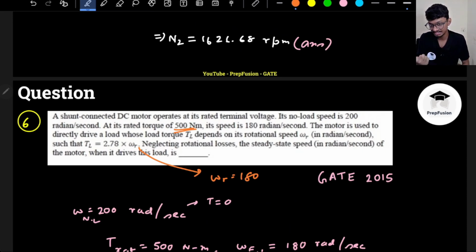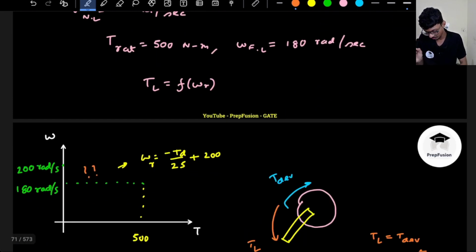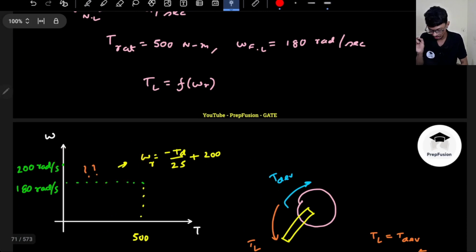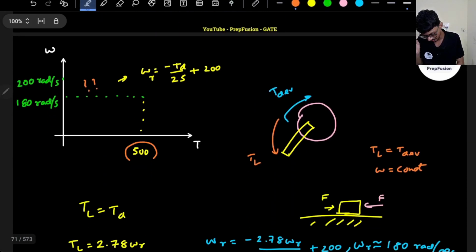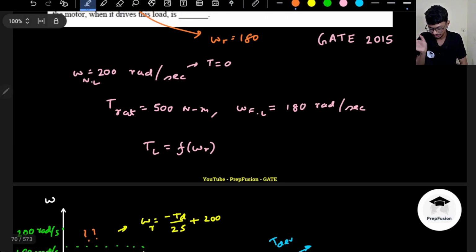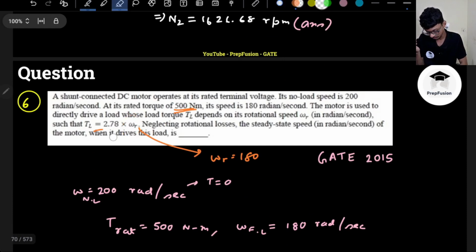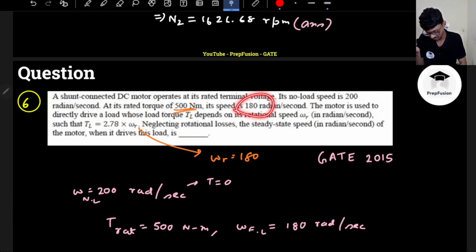And when does it reach steady state? When the load torque and developed torque are the same. So that means 180 radian per second is the correct answer for this question. Okay, a bit of a mistake is there, they should have mentioned what kind of characteristics the graph is. But if I somehow put the value of the full load torque here, I will get the omega r, right? Omega r will be satisfying this relation. So that means it is operating in full load.